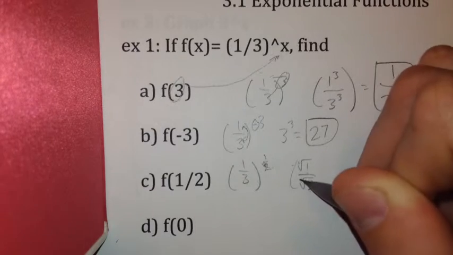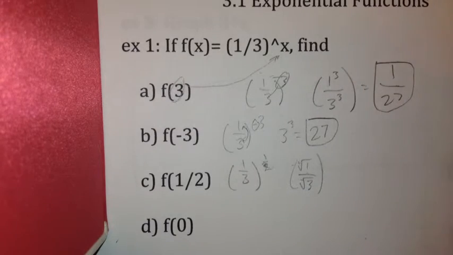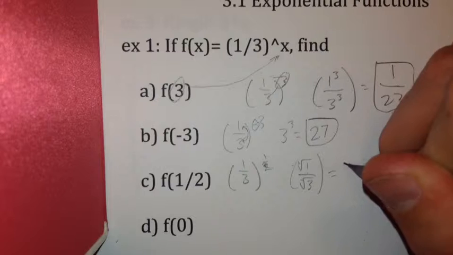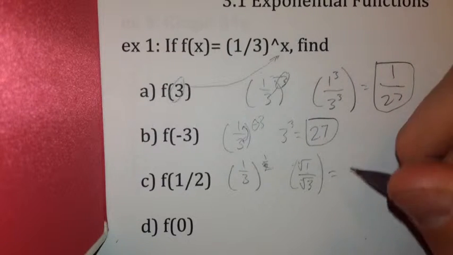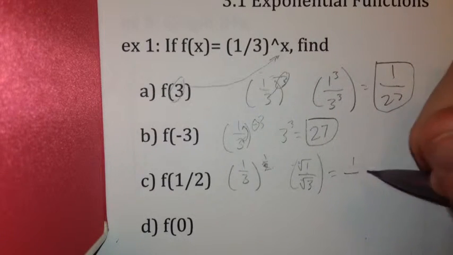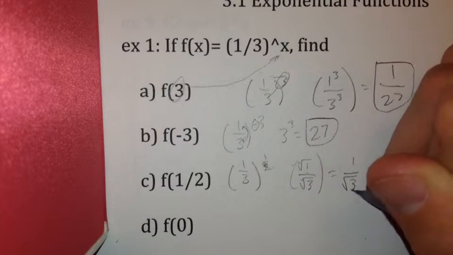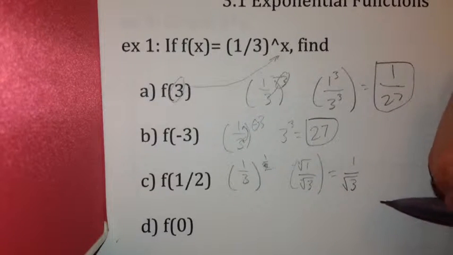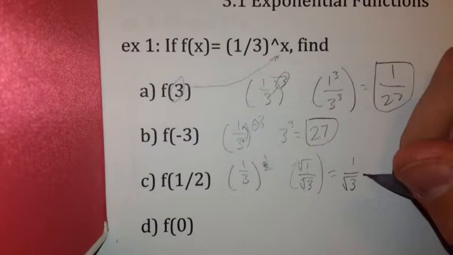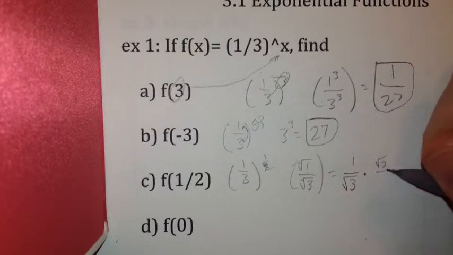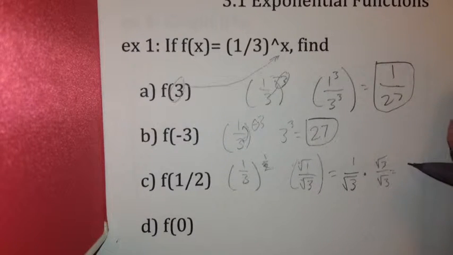And since there's an imaginary 2 there, and since square root of 1 is 1, it's 1 over the square root of 3. But to make it rational, you have to multiply it by another form of 1, which is square root of 3 over square root of 3, which equals square root of 3 over 3.